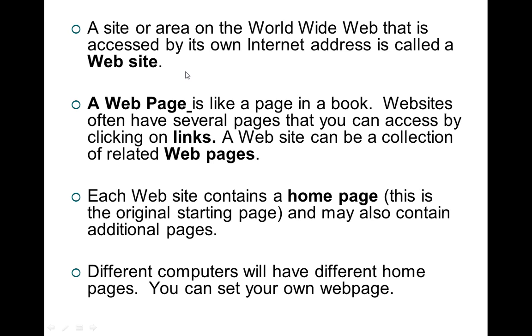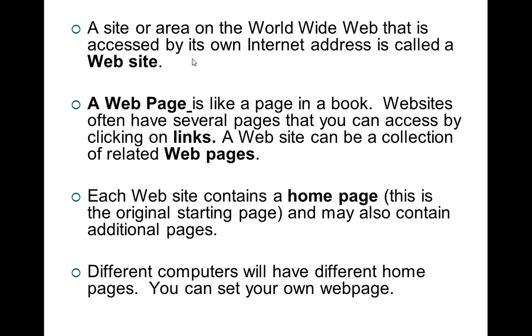Next, what is a website? A site or area on the WWW. What is WWW? That is the internet. So any site or any area on the internet that is accessed by its internet address, that is, by the address given for the internet, is known as a website. I'm repeating again: any site or area on the internet that is accessed by the internet address, such as the HTTP URL, is known as a website.